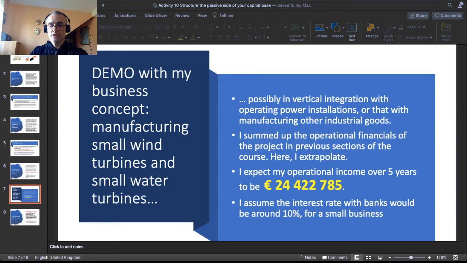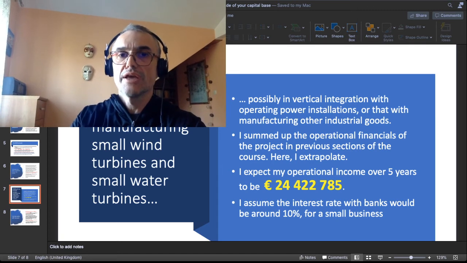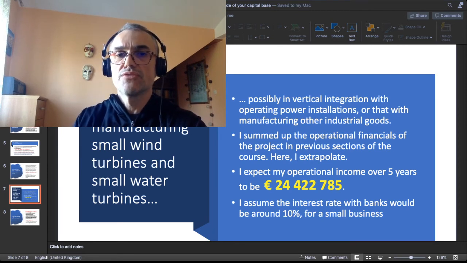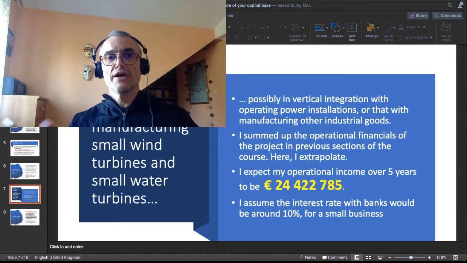All in all, if you refer to my previous calculations with that concept, with my previous demonstrations, you will see a chain of reasoning which starts with the market research and then goes up to the estimation of circulating capital. Anyway, at the end of the day, my operational income that I expect over 5 years of operations is 24.4 million euros. That's the 5 year stream of operational income.